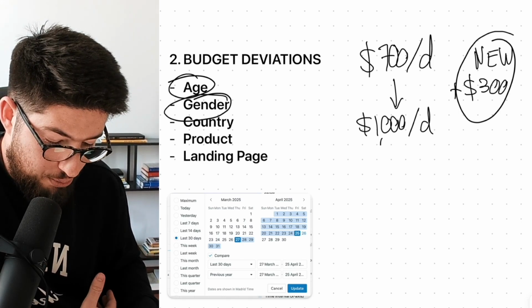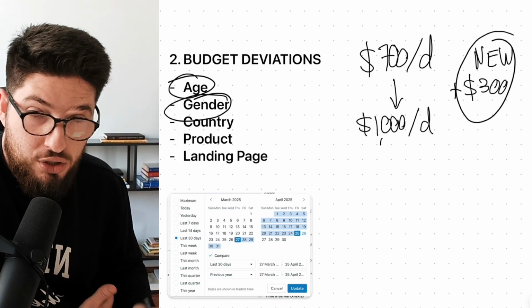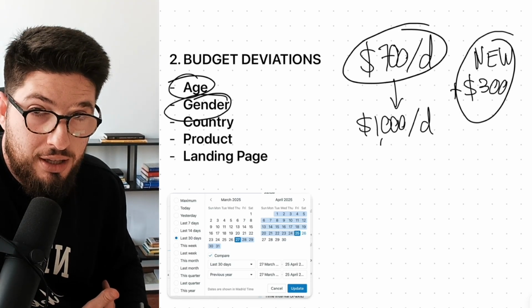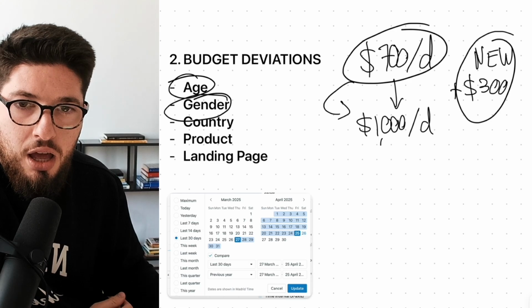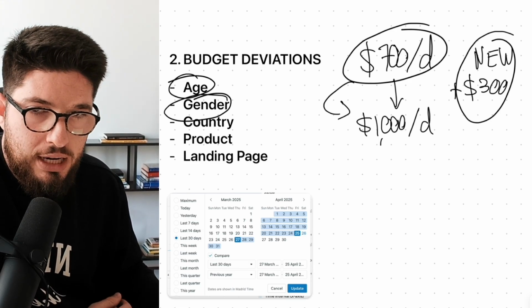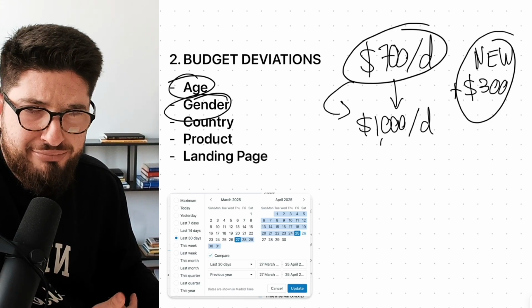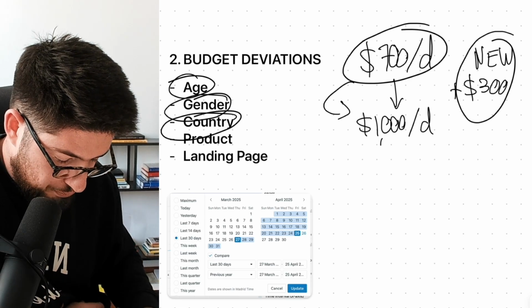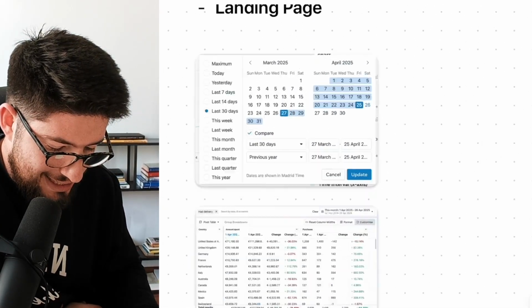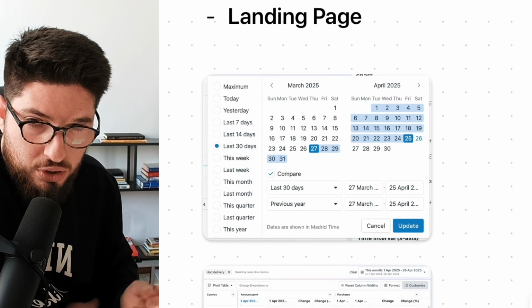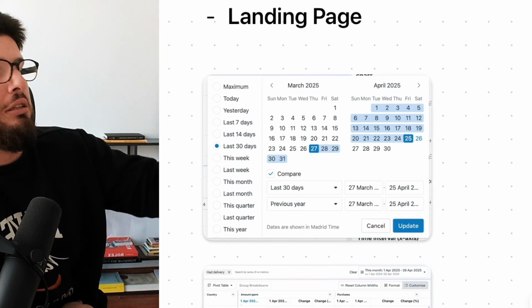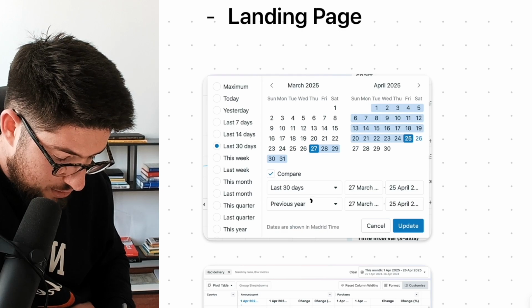And if you don't do these breakdowns and you see the budget deviation, you will scale back to 700. And then once you scale next month again to 1,000, you will be like, again, the same. It's the ad account that is broken and I cannot scale past 1,000. And then the country thing. So you can see here the exercises that I do for country. To give you an example, in the reports on Meta, I would do last 30 days compared to previous year.